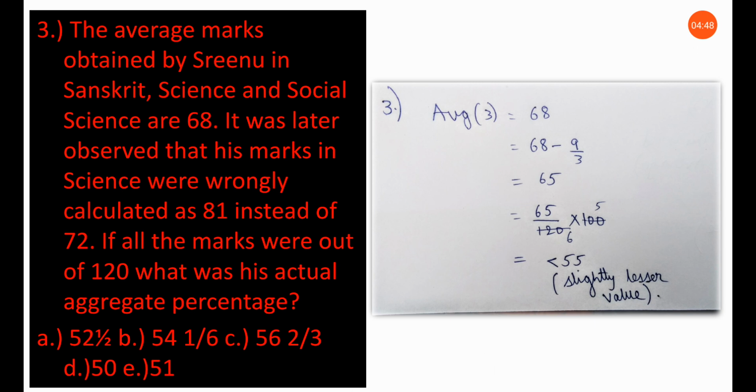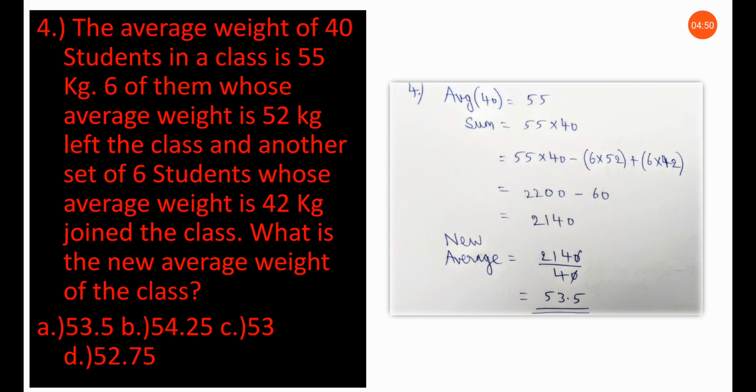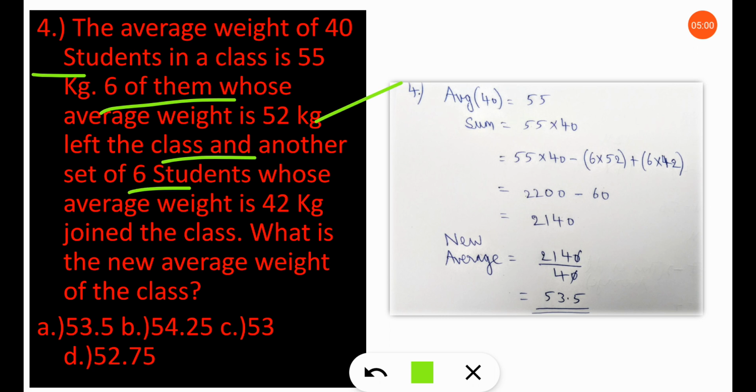Option B is the right answer. Moving to the fourth question. The average weight of 40 students in a class is 55 kgs. 6 of them, whose average weight is 52 kgs, left the class, and another set of 6 students whose average weight is 42 kgs joined the class. What is the new average weight of the class?